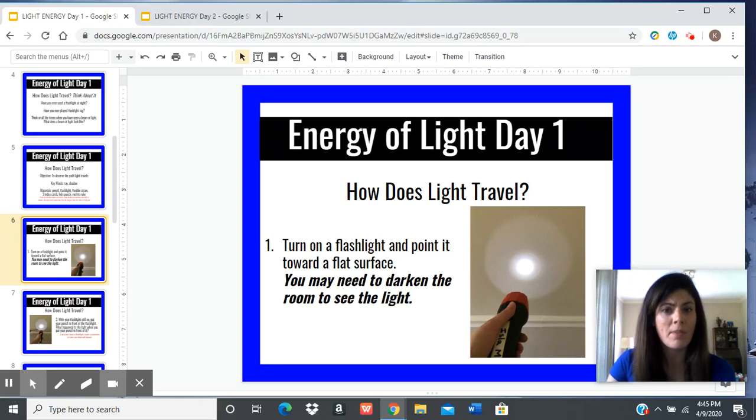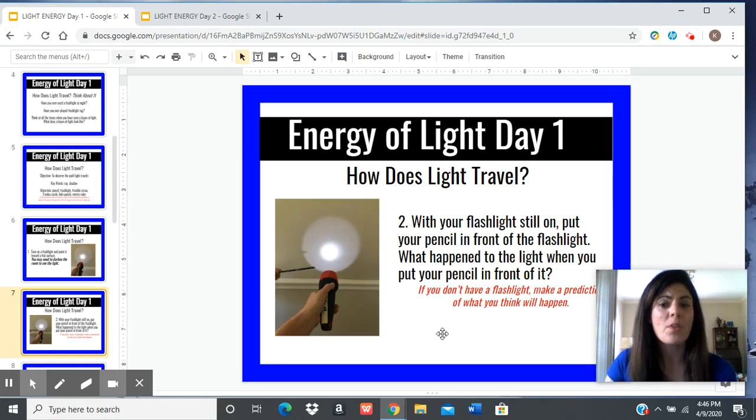In our first experiment for the Energy of Light Day 1, how does light travel? You must turn on a flashlight and point it toward a flat surface. You may need to darken the room to see the light. Here's an image of me pointing a flashlight at a flat surface. The next step, with your flashlight still on, put your pencil in front of the flashlight. Observe what happened to the light when you put your pencil in front of it. Remember, if you don't have a pencil or a flashlight, make a prediction of what you think will happen. Again, you can look at this image that I provided here and make a good guess.